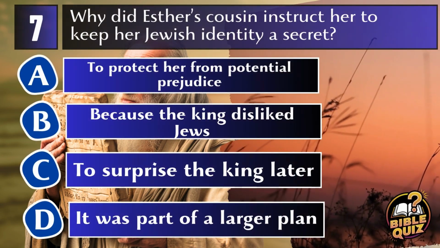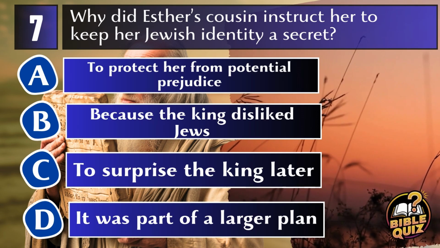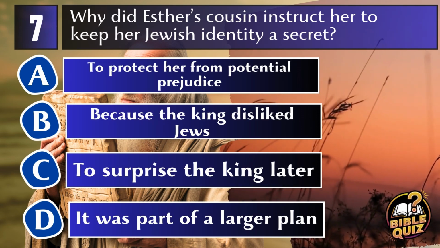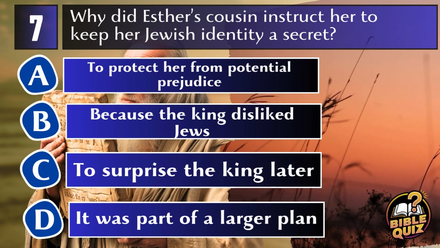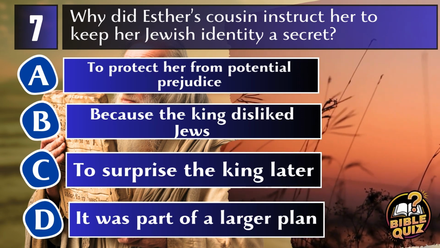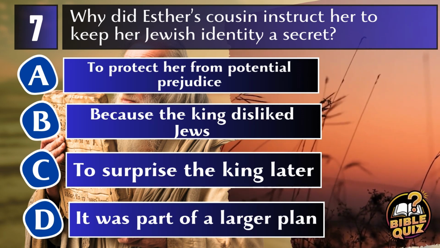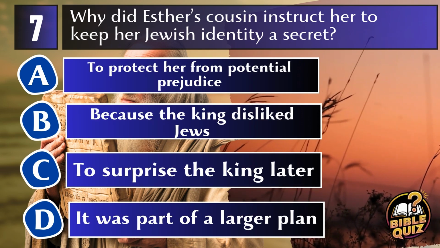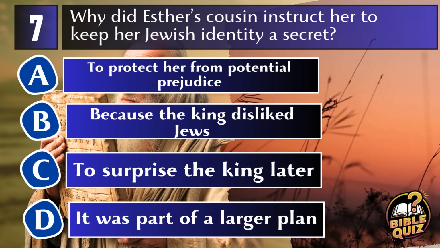Question 7. What was the reason behind Esther's cousin instructing her to keep her Jewish identity a secret? A. To protect her from potential prejudice. B. Because the king disliked Jews. C. To surprise the king later. D. It was part of a larger plan.